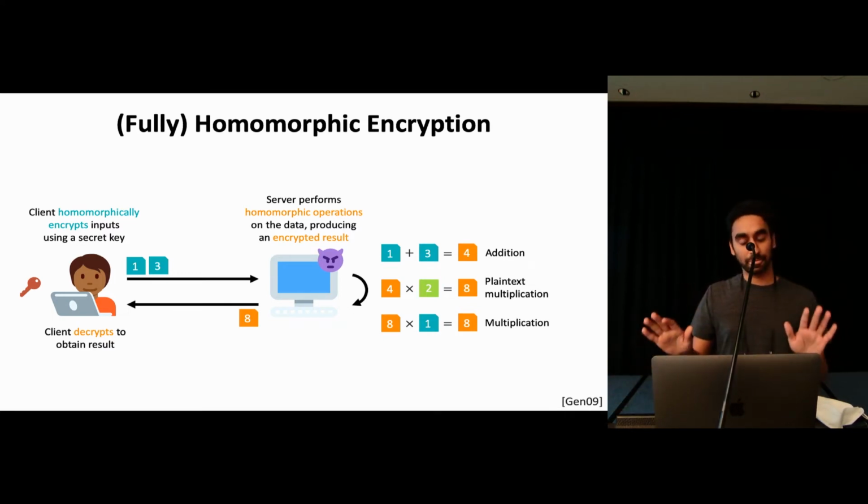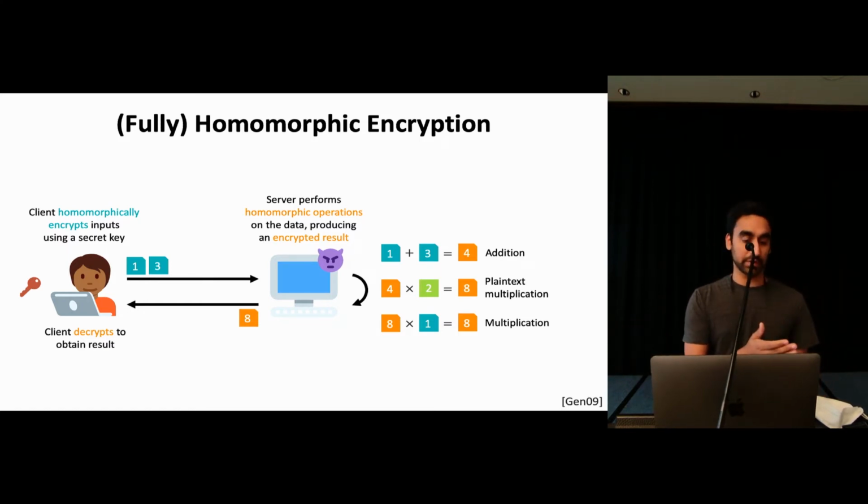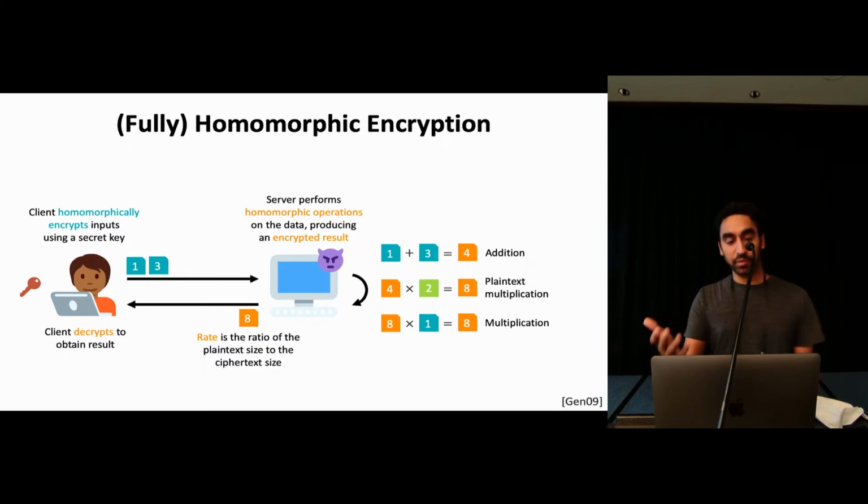That's where you are taking two ciphertexts and computing a new ciphertext that encodes the product of the two inputs. Anyway, the server sends back this final response, and the client can decrypt to obtain the result of the computation. And here, for fully homomorphic encryption, we have the same definition of rate. So rate is the ratio of the plaintext size to the ciphertext size. So the rate of a homomorphic encryption scheme is very similar to the rate of a PIR scheme.